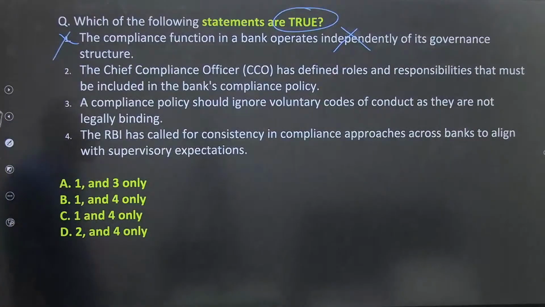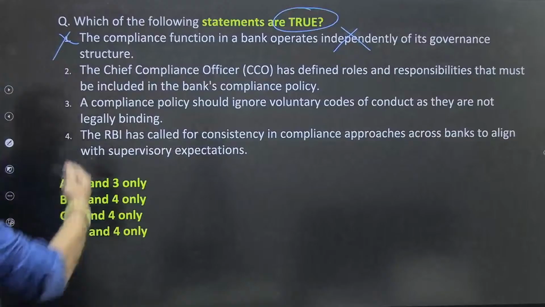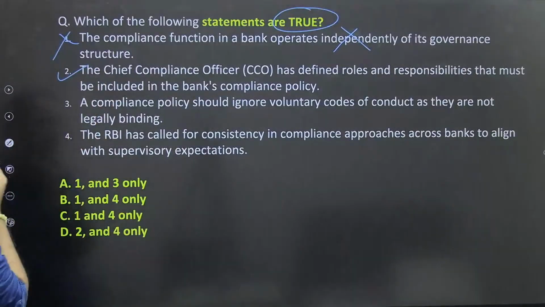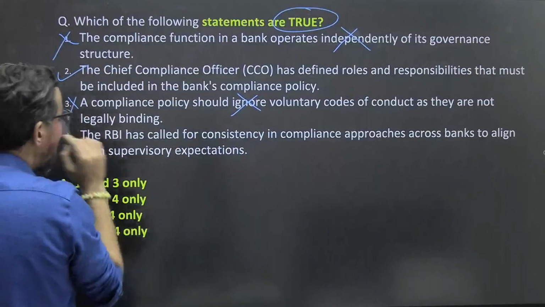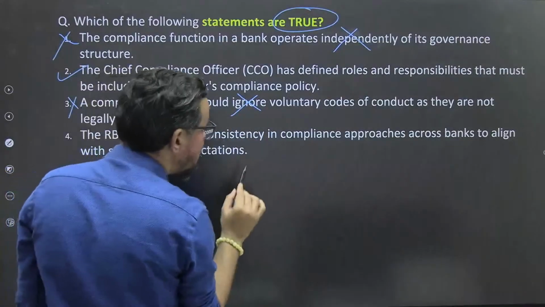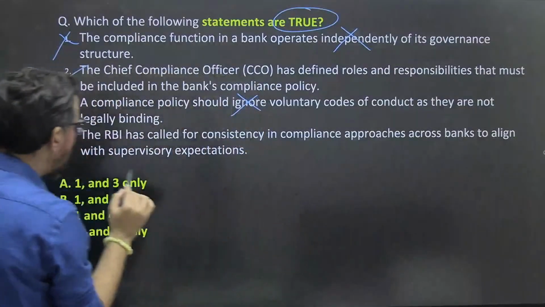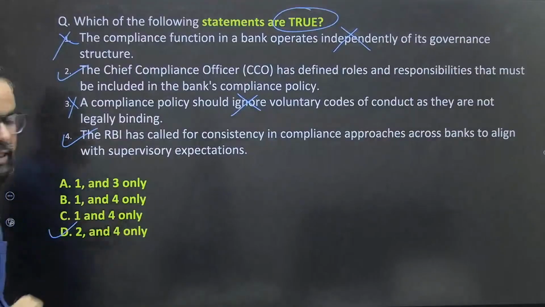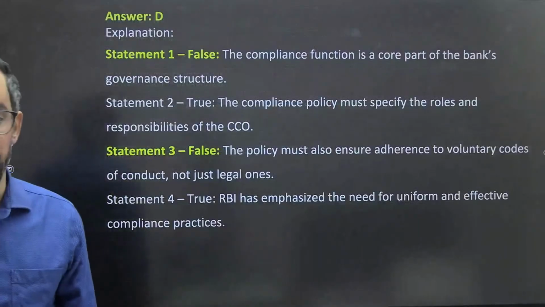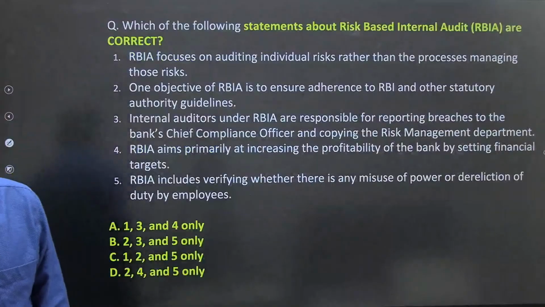The CCO, Chief Compliance Officer, has defined roles and responsibilities that must be included in the bank compliance policy. That means this is true. A compliance policy should ignore voluntary code? There must be voluntary code. The RBI has called for consistency in compliance approaches across banks to align with supervisory expectations. True. 2 and 4 means D should be the right answer for this particular one. Very good. Next question, guys.